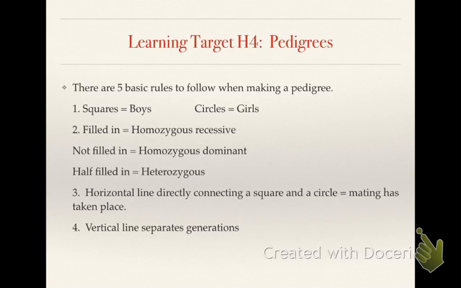A vertical line separates generations. I just showed you in that last example that the line that dropped down from the mating meant that a new generation had been created. And then finally, horizontal lines not connecting circles directly means you're related as siblings.